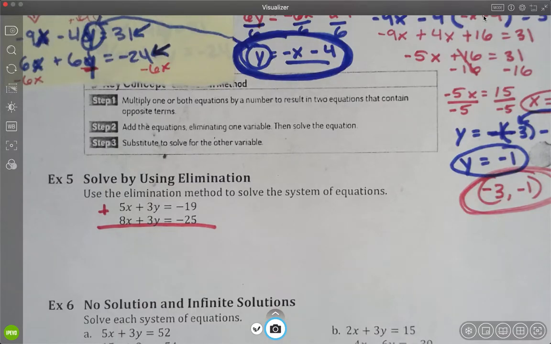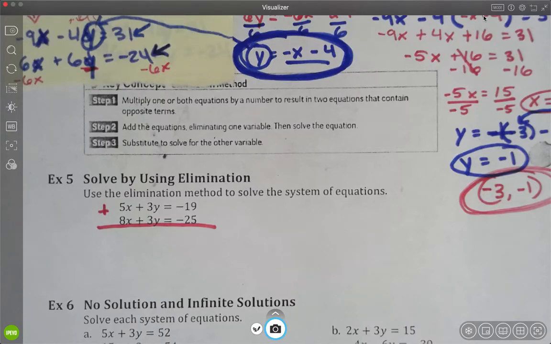Now, if I add the x's together right now as they are, 5x plus 8x, that will make 13x, right? And if I add 3y plus 3y, that will make 6y. So none of my x's or y's cancel out. What I want is to change the equation in some way so that either x or y will cancel out. So which one can I cancel really nicely? The y, the 3's, right?